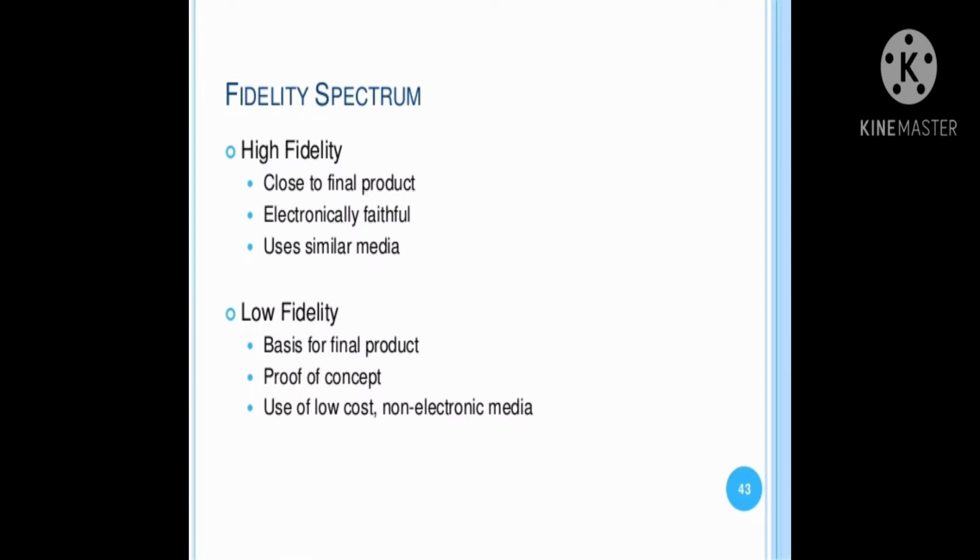Fidelity spectrum. We have two types of fidelity. First, high fidelity: close to the final product, electronically faithful, using similar media. And second, low fidelity: based on the final product, proof of concept, using low-cost, non-electronic media.